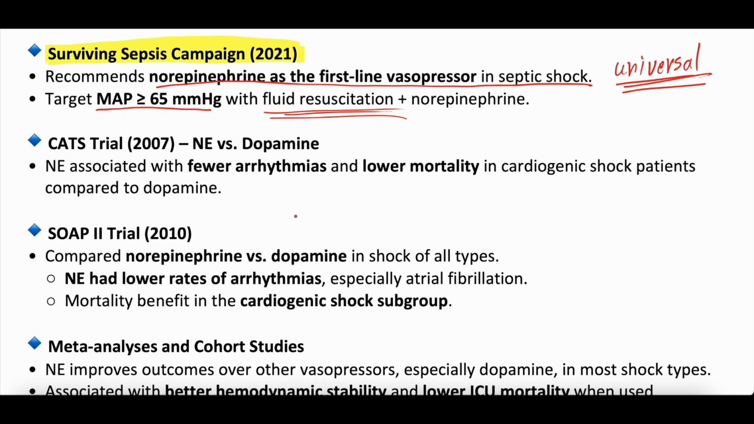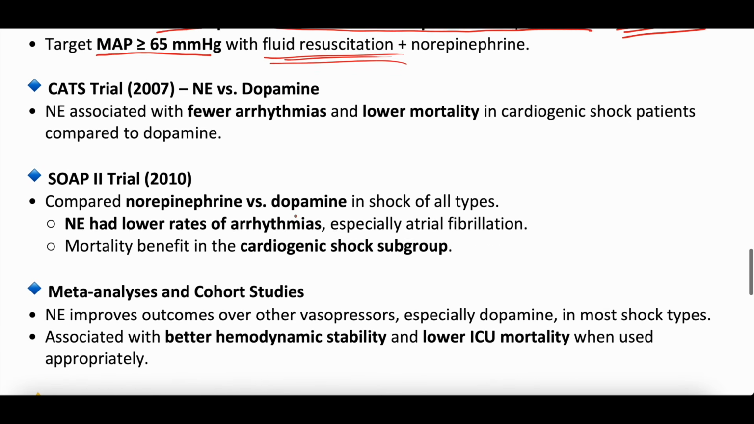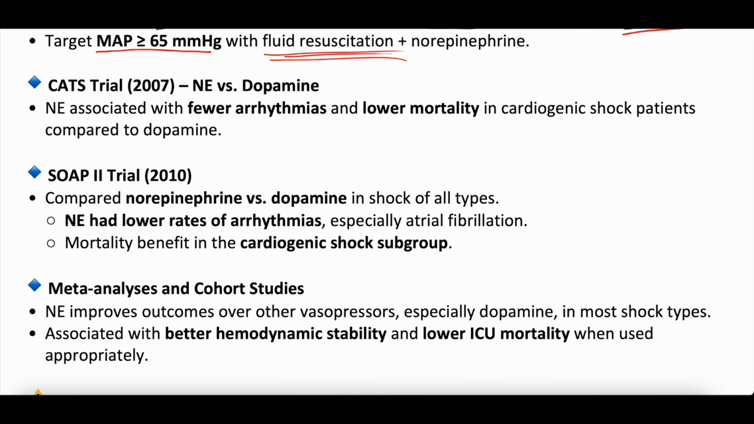There are a couple trials that have looked at norepinephrine in a meaningful way, often comparing it to dopamine. Dopamine was a vasopressor that we used a lot more in the past that we don't commonly use anymore for the reasons we're about to talk about. But there was the CATS trial in 2007 and the SOAP II trial in 2010. And essentially both of them showed that norepinephrine was better. It had fewer arrhythmias and lower mortality in cardiogenic shock patients compared to dopamine.